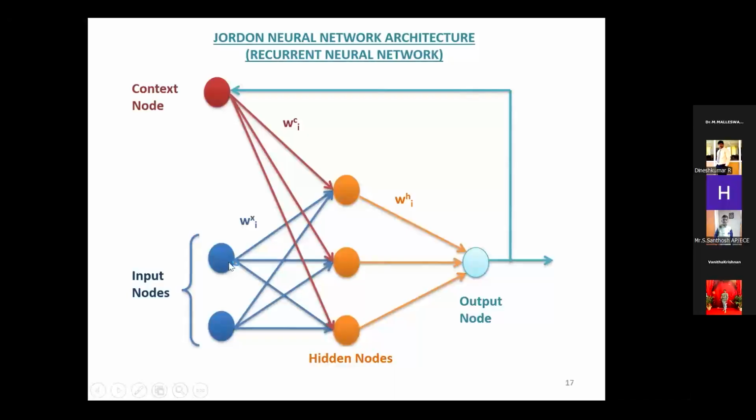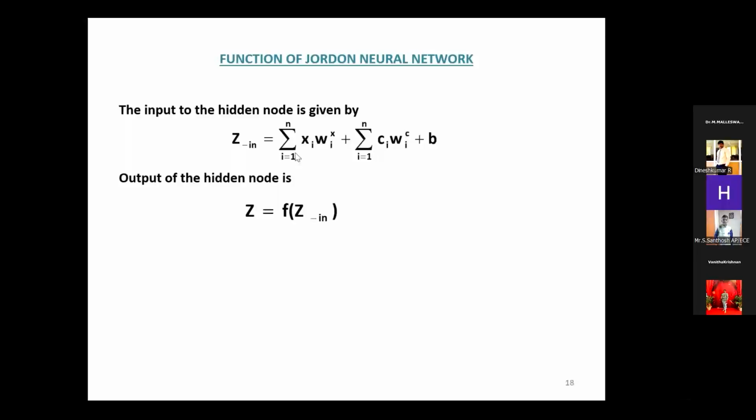Here, all our input nodes are connected to the nodes of the hidden layer. Similarly, all the hidden nodes are connected to the nodes of the output layer via weight factors. Right. Similarly, context nodes are also connected to each node of the hidden layer. They also have weight factors. Right. Here, the weight factors I consider as W of x by i, the weight factor of input to hidden, and the hidden to output layer weight factors I consider as W of h by i. Similarly, context node to the hidden I consider as W of c by i. Right. So with this architecture, we are proceeding to the function of a Jordan neural network.